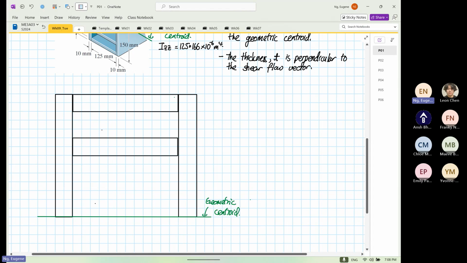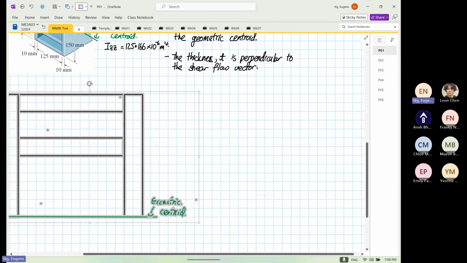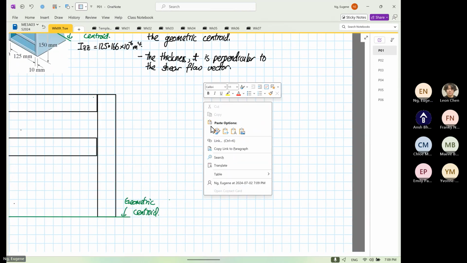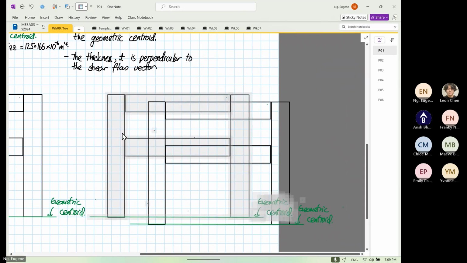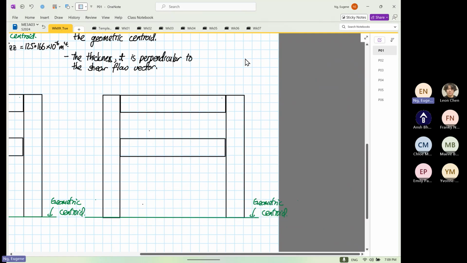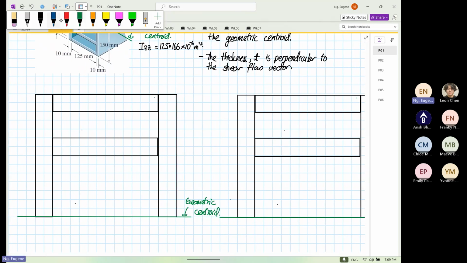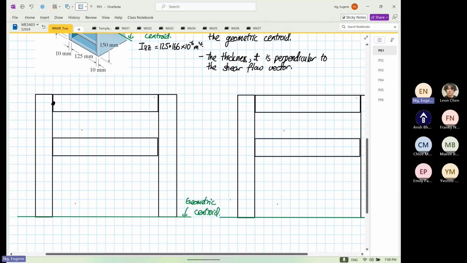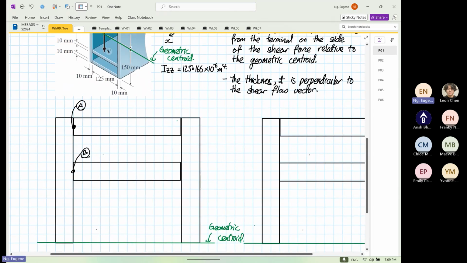So if you see how this thing flows, I'm going to copy this, and I'm going to do it again. Right, so over here is given to us that this is our point A. And over here, this is our point B. Okay, so those are given to us.